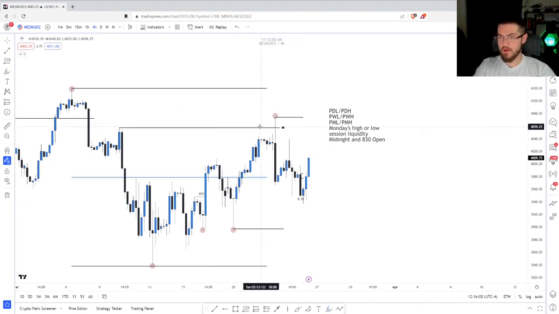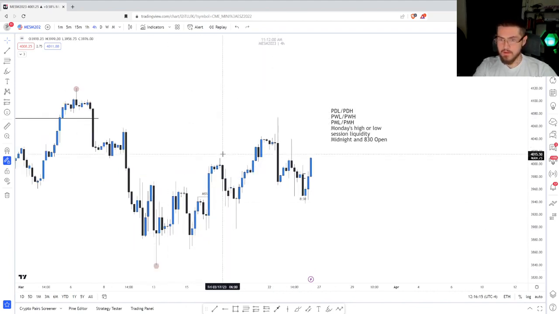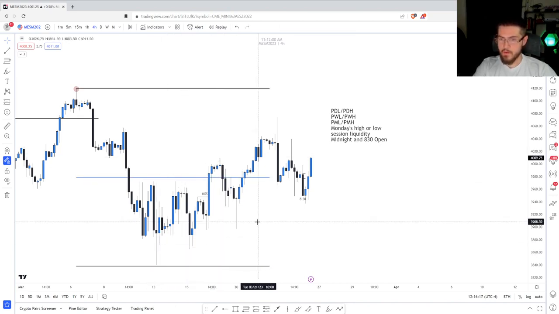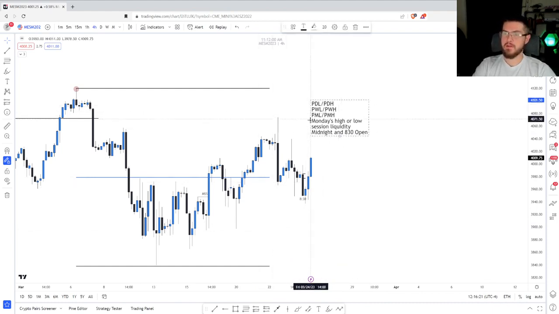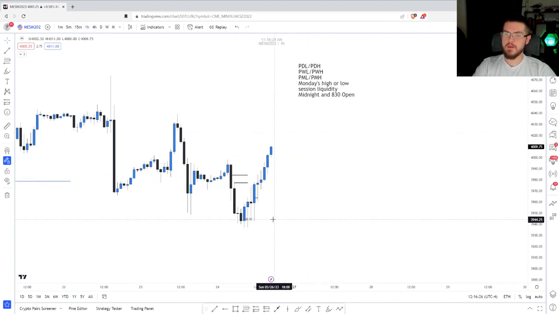Now, of course, we want to complement that with, hold on one second, I'm deleting these. We want to complement that with order flow. We want to complement that with time and price and liquidity. So again, we look back into the lower time frames and identify, okay, we're looking for longs this day.